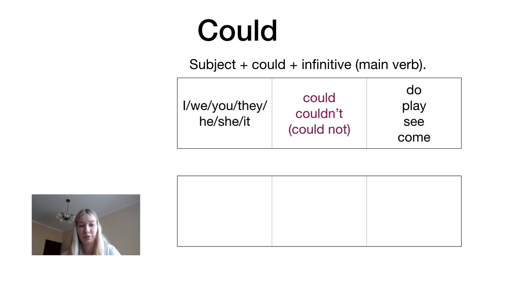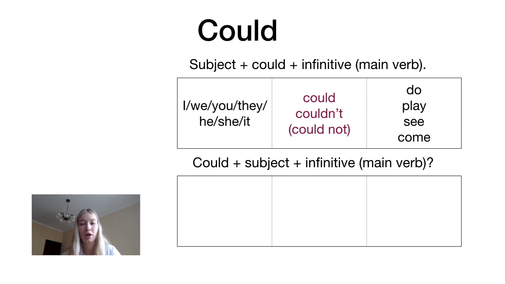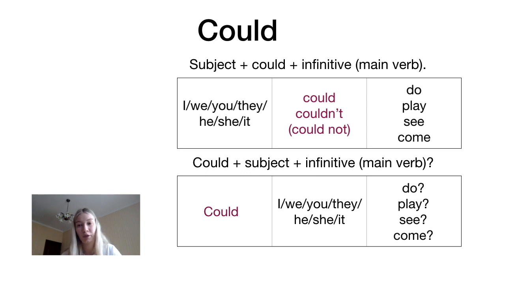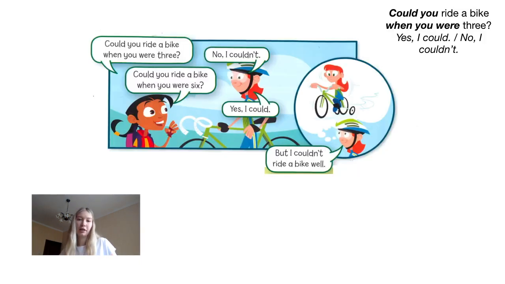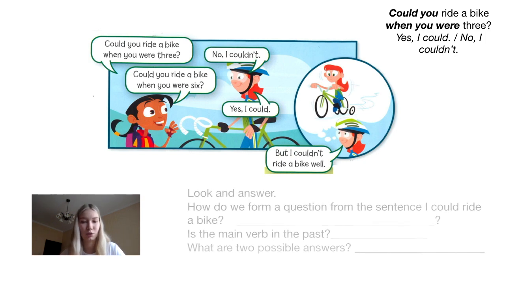And now, please think, what do we need to do to create an interrogative sentence? Yes, at first we need a verb could, then we need a subject, and then we need a main verb, and we don't forget about the question mark. Okay, now you can see a picture with the dialogue of two girls, and what you need to do is read this dialogue, and then look and answer these questions.